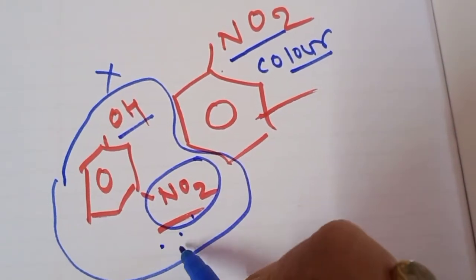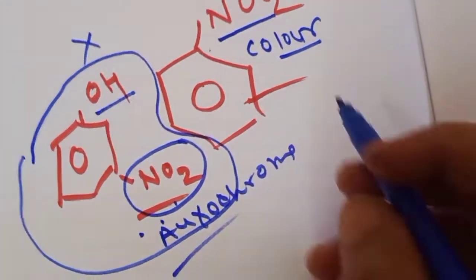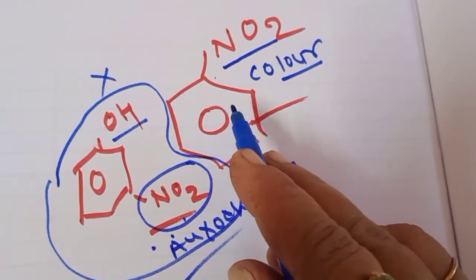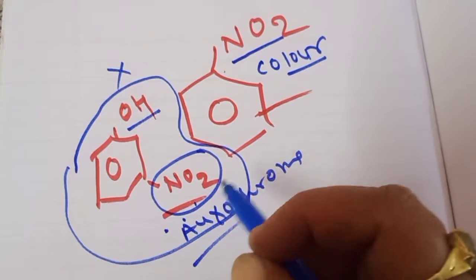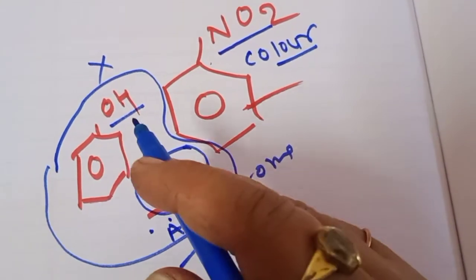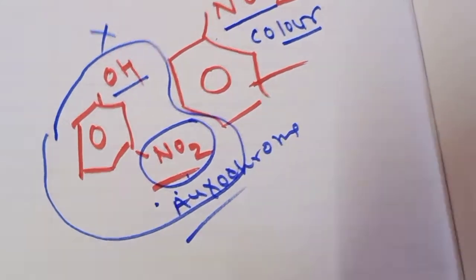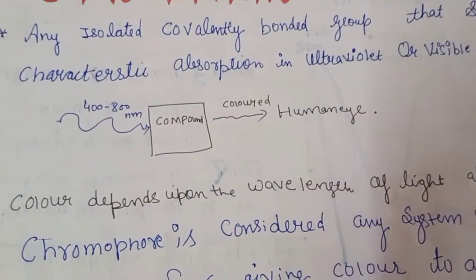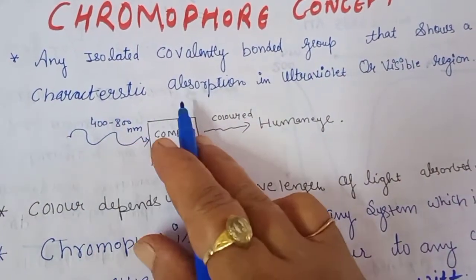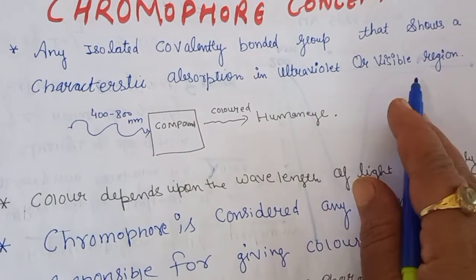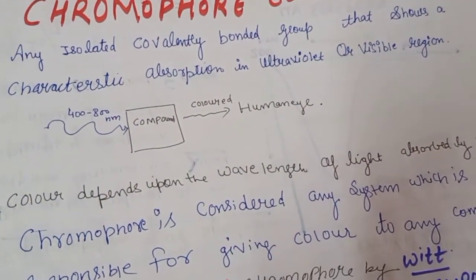The group which gives color to the particular compound is termed a chromophore, and sometimes the functional groups which, along with the other group, help to impart the color are termed as auxochromes. Now let us see the definition. Any isolated covalently bonded group that shows a characteristic absorption in the UV or the visible region is our chromophore. It means any functional group which will absorb the radiation.